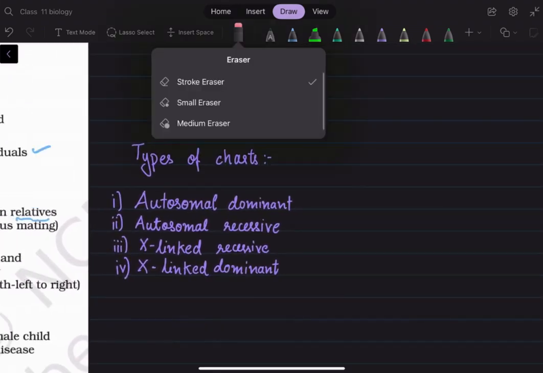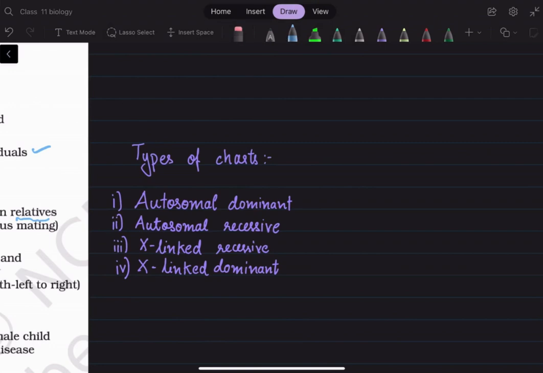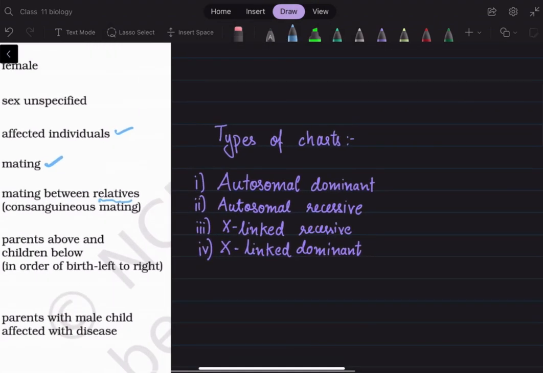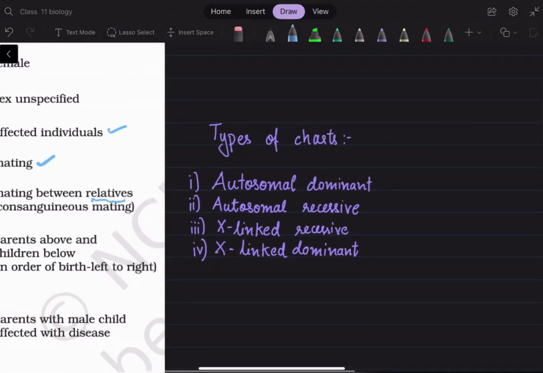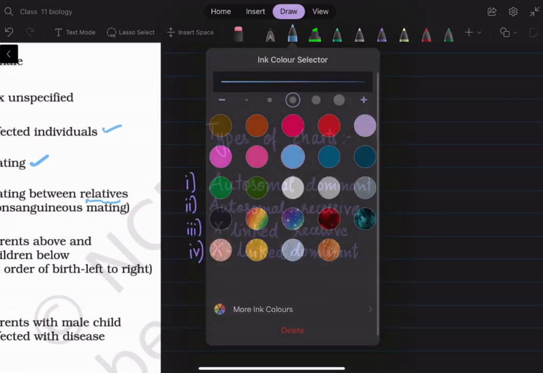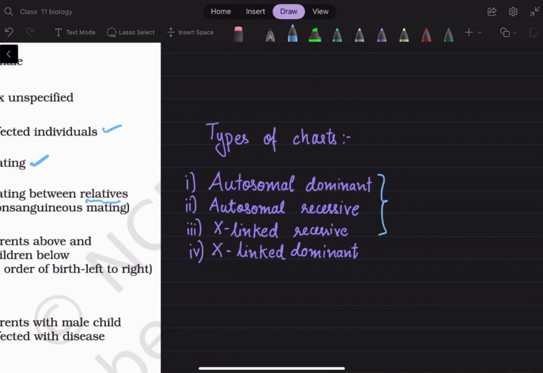Usually there are 4 types of charts representing 4 different kinds of conditions that we are supposed to know. We have autosomal dominant, autosomal recessive, X-linked recessive, and X-linked dominant. Out of these 4, the first 3 are very important.